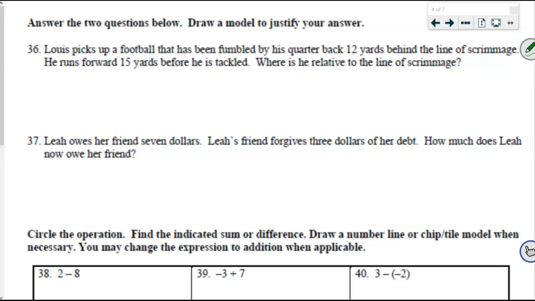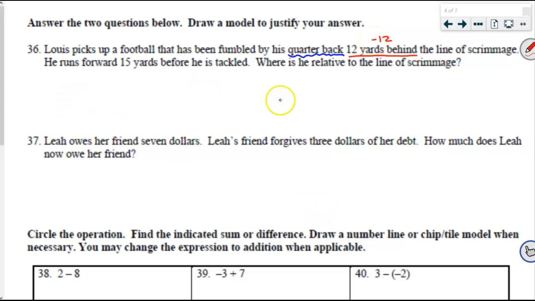It says Lewis picks up a football that has been fumbled by his quarterback. This should be one word, but that's beside the point. If you know nothing about football, you're like, I have no idea what that is. It sounds like gibberish to me. But here's what you do need to know. It was fumbled by his quarterback 12 yards behind the line of scrimmage. Can you make sense of that part, even if you know nothing about football? 12 yards behind sounds kind of like a negative 12, right?